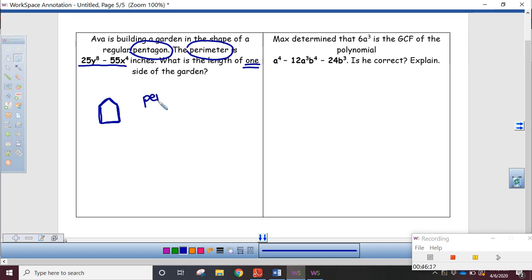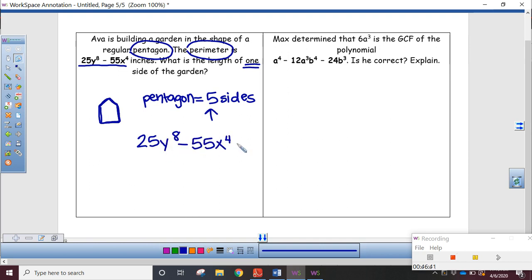Well, a pentagon, as we just mentioned, has 5 sides. So what I need to do is factor out a 5 so that I'm able to see the length of one of the sides of the garden. I'll take my polynomial, which is 25y to the 8th minus 55x to the 4th, and I'm going to factor out a 5 because there are 5 sides.